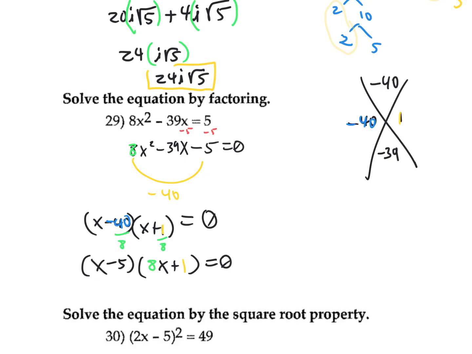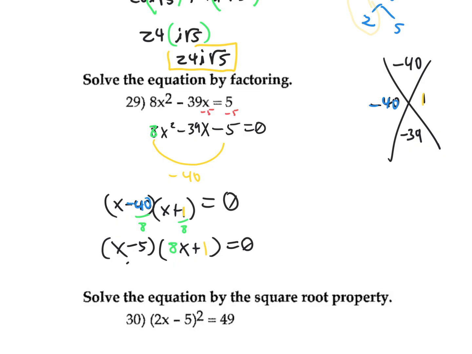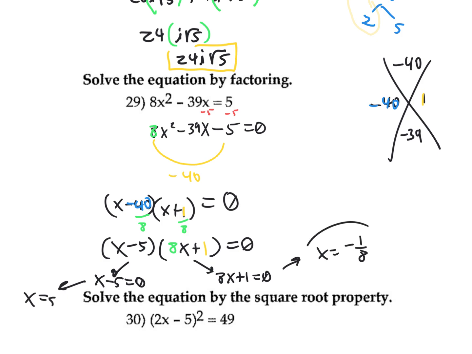What do you do in this situation? Well, you set this equal to 0 and solve. What do you do with this one? You set this equal to 0 and solve. Now, this one is going to become x equals 5, and this one is going to become x equals negative 1 over 8. And those are your answers.